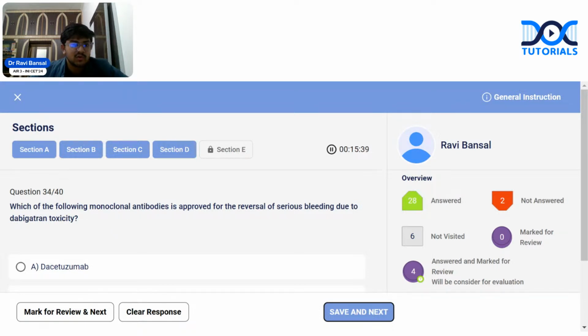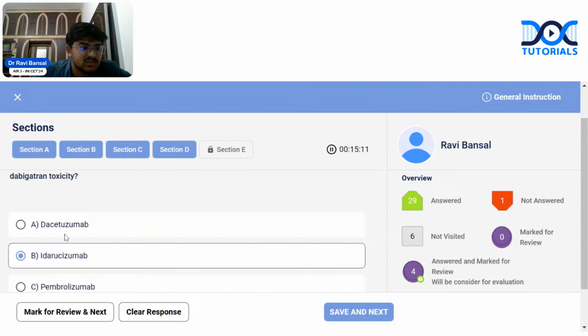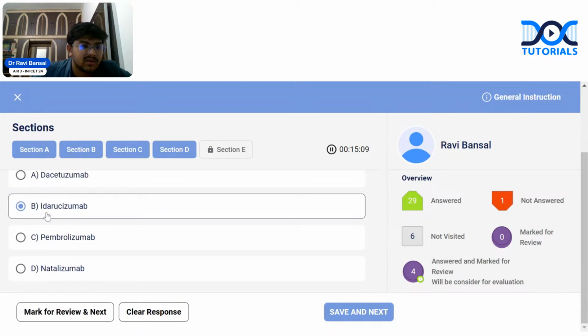Which of the following monoclonal antibodies is approved for the reversal of serious bleeding due to dabigatran toxicity? So this is a pharma question. In dabigatran, I guess it was darucizumab, something to do with daru. Pembrolizumab, obviously this is used in cancer. Natalizumab, ulcerative colitis, I do not remember this. Destuzumab, what is this? Idarucizumab, obviously it is used. I have remembered it by Daru.